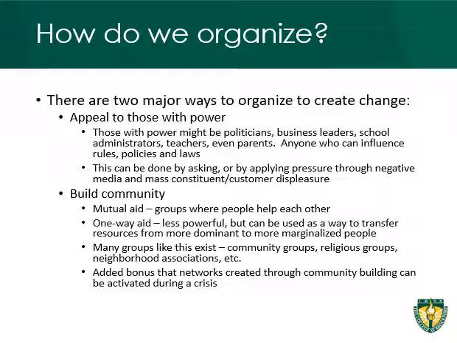The other way we can create change is by building community. These are all the ways we can help each other directly. It might be mutual aid, where group members help each other. This is powerful and builds strong connections. It might be one-way aid, like charity. This helps people, but it doesn't do as much to build community, because you always have a power dynamic of helper and helpee. We already have a lot of groups like this: neighborhood associations, community groups, religious groups, groups that exist online only, and so on. What's great about building community is that not only are you helping people, and often getting help in return, but you're also building networks of people who care about something already.